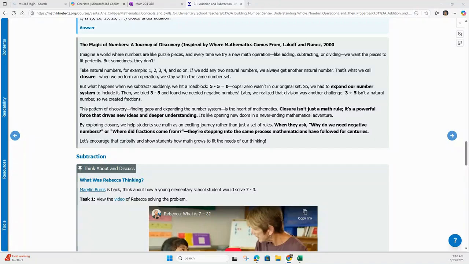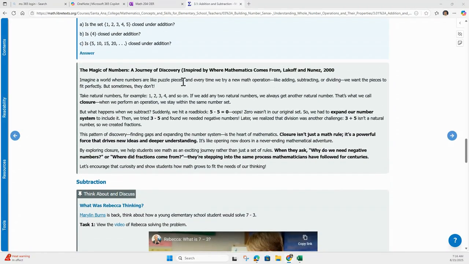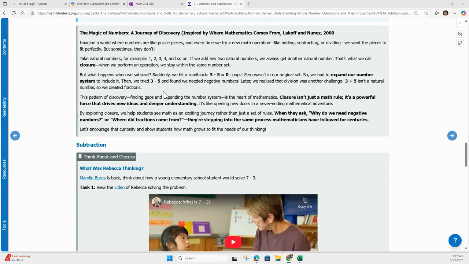Let's go ahead and continue with chapter 3.1. We left off on closure and now we're going to move to subtraction, but I want to make a note in the textbook here. Again, what I called the magic of numbers, this journey of discovery. It comes from a source where we talk about why we would want to talk about closure.